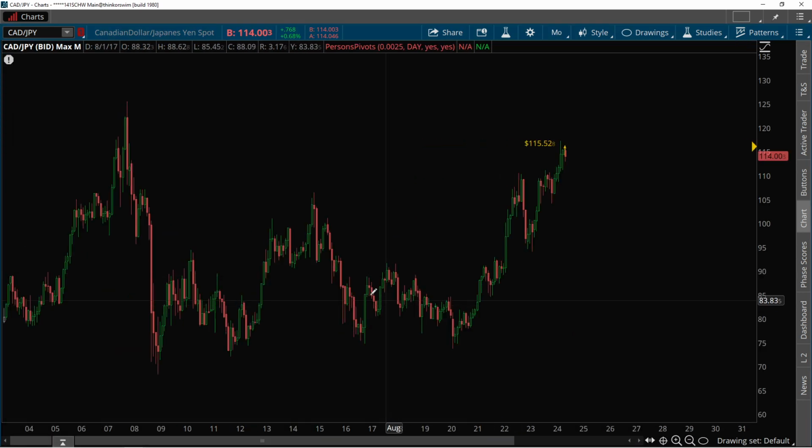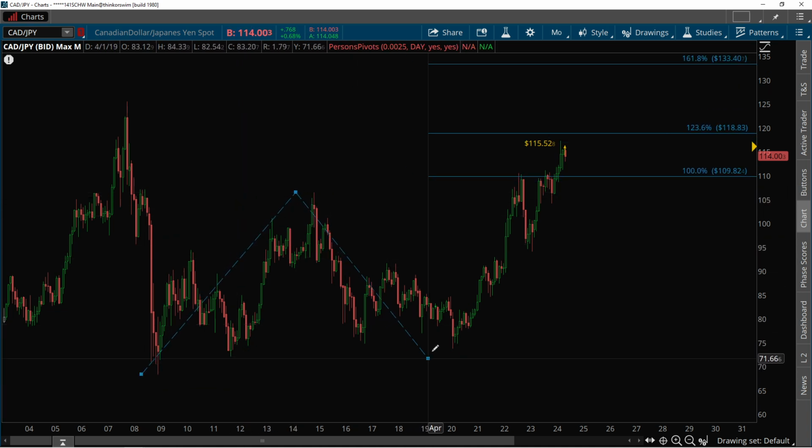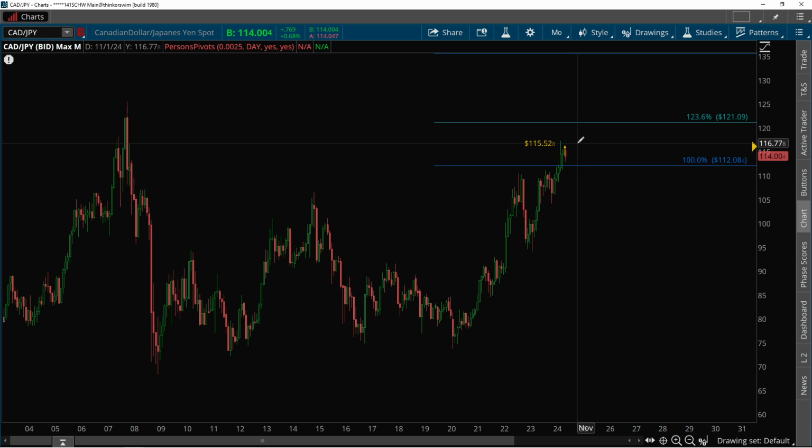So you come out here to CAD yen. We measure this. You have an impulse down, right? Now we have an A, or you call it a WXY. You're right in between your 100 and your 123.6. So you're looking for a big move down in CAD yen. At minimum, you're looking for something like this, making all this a running flat. So at minimum, you're looking for 1,500 pips down. That's where we stand on CAD yen.